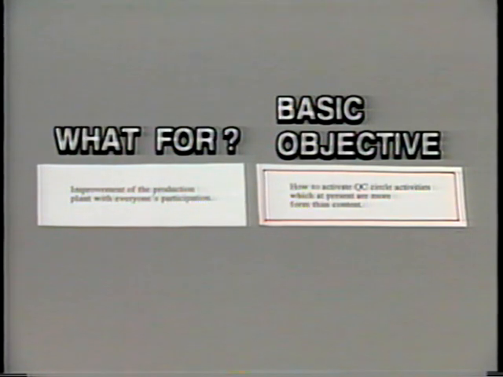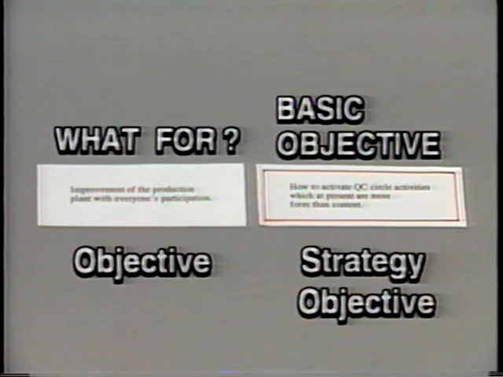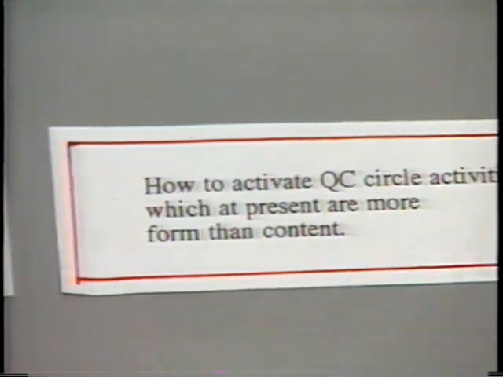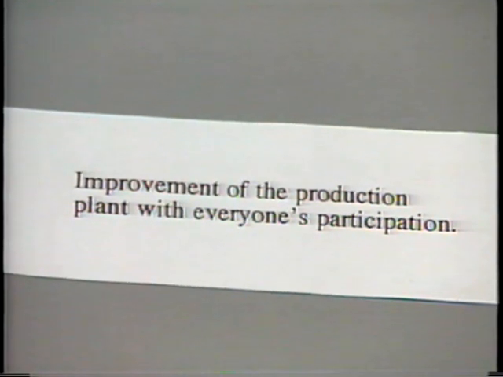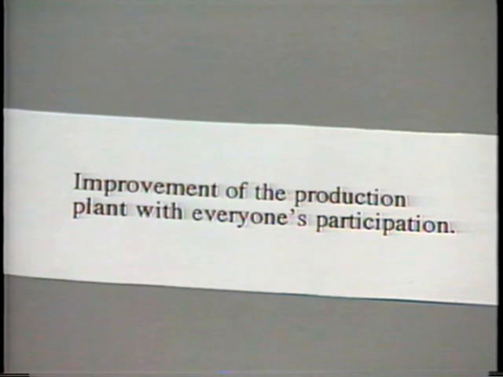In Step 2, it's necessary to identify any constraints there may be on achieving the objective and note them on the diagram. These could be time constraints, something concerned with another plant, and so on. We also have to clarify the objectives at a higher level by regarding our basic objective as in itself a strategy. In short, we have to clarify why it needs to be done and how. In this case, the objective at a higher level is to improve the production plant with everyone's participation.